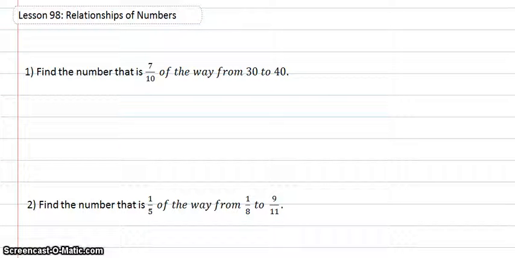In lesson 98, we have relationships of numbers that we're looking at. So basically we're finding numbers that are between two other numbers.